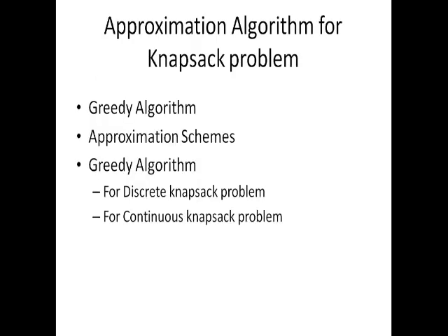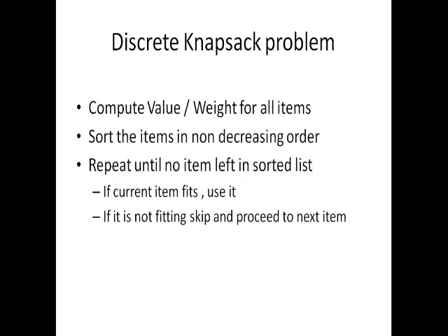Next is the approximation algorithm for the knapsack problem. There are two methods. One is the greedy algorithm and the other is approximation schemes. In the greedy algorithm, we go for the discrete knapsack problem and the continuous knapsack problem. In the discrete knapsack problem, we compute value by weight, the same procedure as in the knapsack problem. After finding value by weight, we sort the items in non-increasing order.